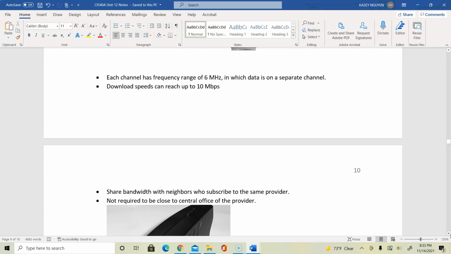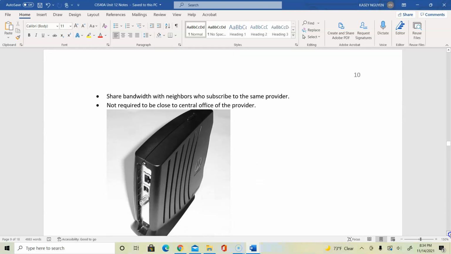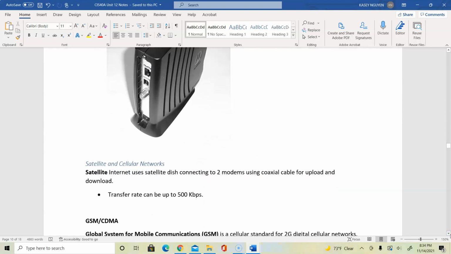The downside about cable is that you do share bandwidth with the neighbors that use the same provider. As the line runs down to your neighborhood street and is then subdivided into each home, you do share the bandwidth with the neighbors. The plus side of this is that you don't need to be close to the central office of the service provider, as it will be able to go a larger distance with the coaxial cable.